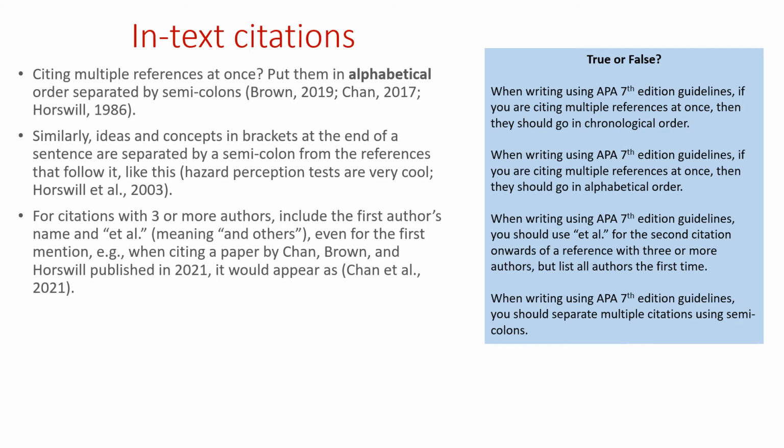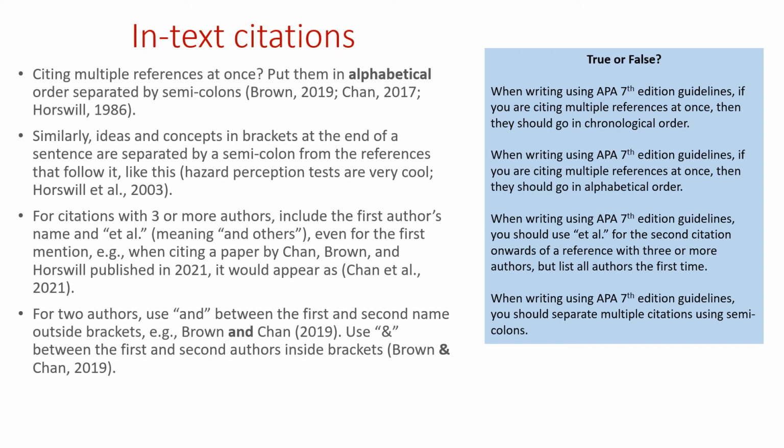If you've got citations using 3 or more authors, then you only put the first author's name, and then you stick et al. And this is even for the first mention. In previous editions, you did something different for the first mention than subsequent mentions. That's all old hat now. If there's a paper by, for example, Chan, Brown and Horswill, published in 2021, then you write it in your text as Chan et al. 2021 all the way through, every time you refer to it, even the first time.